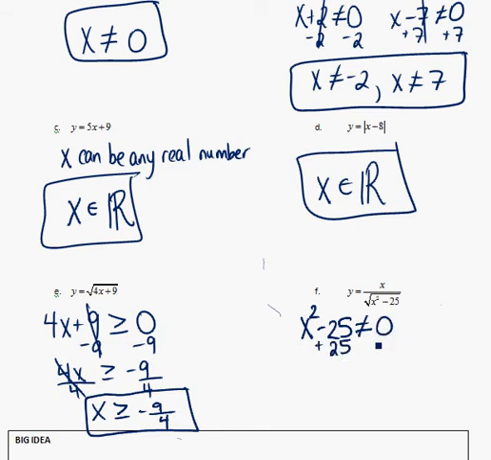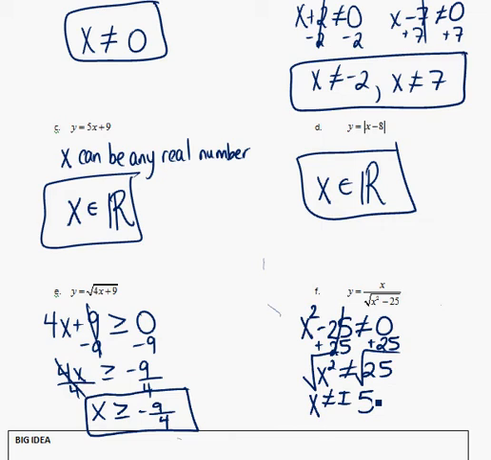So I can bring my 25 over to the other side. X squared cannot equal 25. And I have to remember that there's actually two values that I could square to get 25. X cannot equal 5, and it also cannot equal negative 5. So x cannot equal plus or minus 5. So that we know for sure.